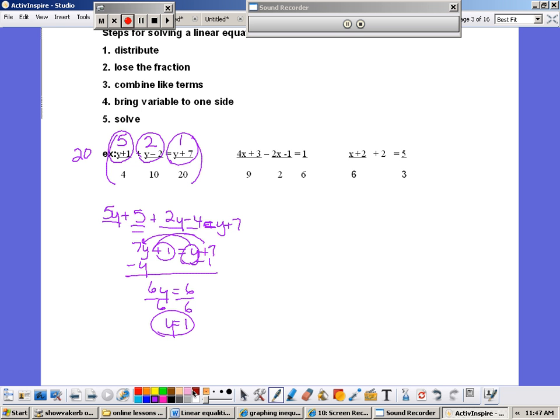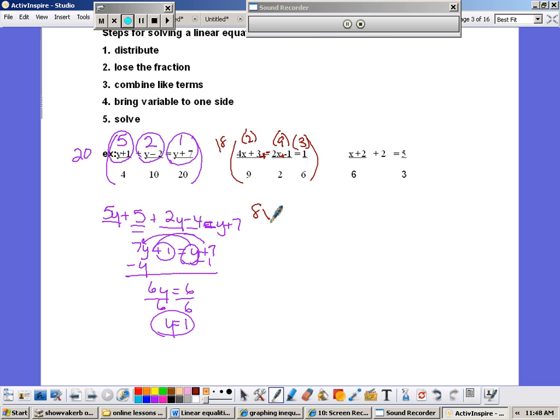Let's lose the fraction on the next one because there is no distributing, so I can go straight to losing the fraction. Common denominator of 9, 2, and 6 is 18. 9 goes into 18 2 times, 2 goes into 18 9 times, 6 goes into 18 3 times. Now I want to point something out. In the center of this is a subtraction sign, and I have to come in and change that to addition and change that to minus and change that to plus before I even begin, or I'm going to lose my sign. Then I'm going to do all that work and get the wrong answer at the end.